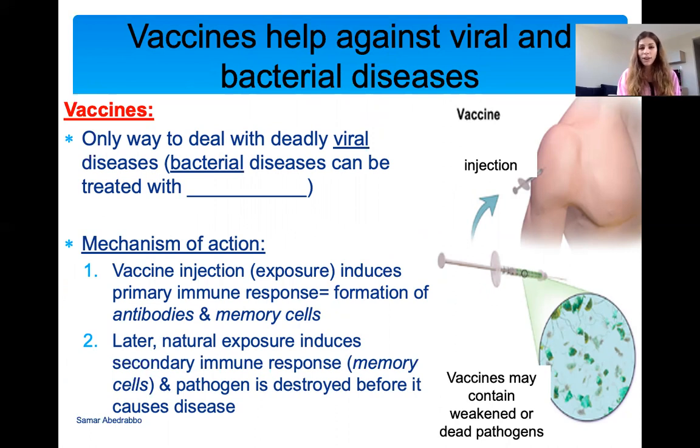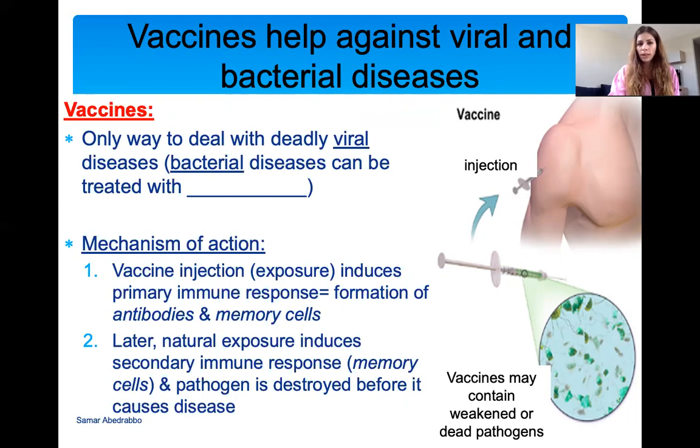Viral diseases are not that easy to treat. So bacterial diseases can be treated with antibiotics. Remember, bacteria and viruses are completely different microbes. We cannot treat any viral diseases with antibiotics because antibiotics just target bacteria. With viruses, antiviral drugs have not been that effective. So a lot of times we give vaccines for certain virus infections that can be deadly, and this is how we've prevented them.